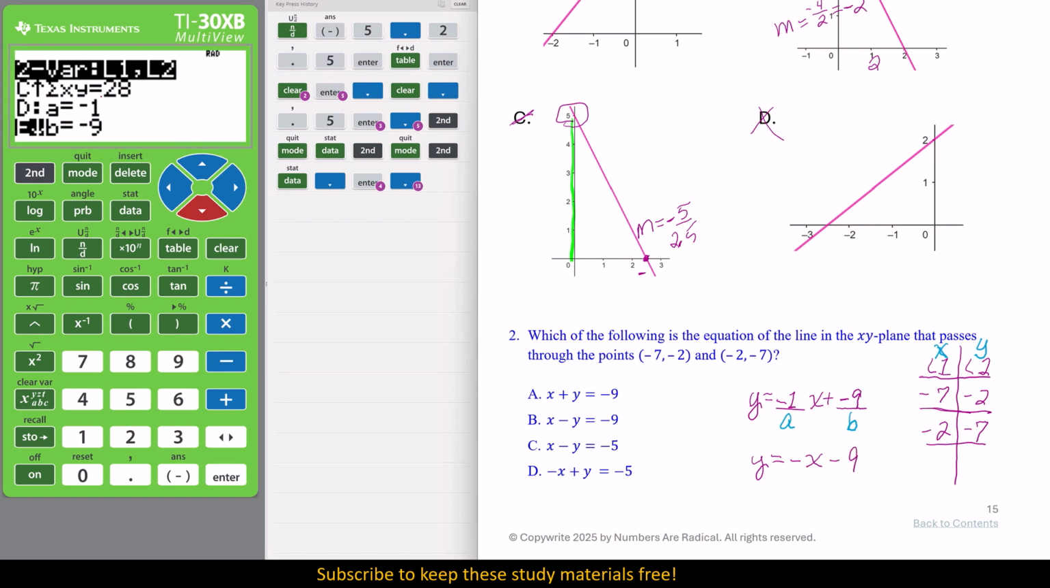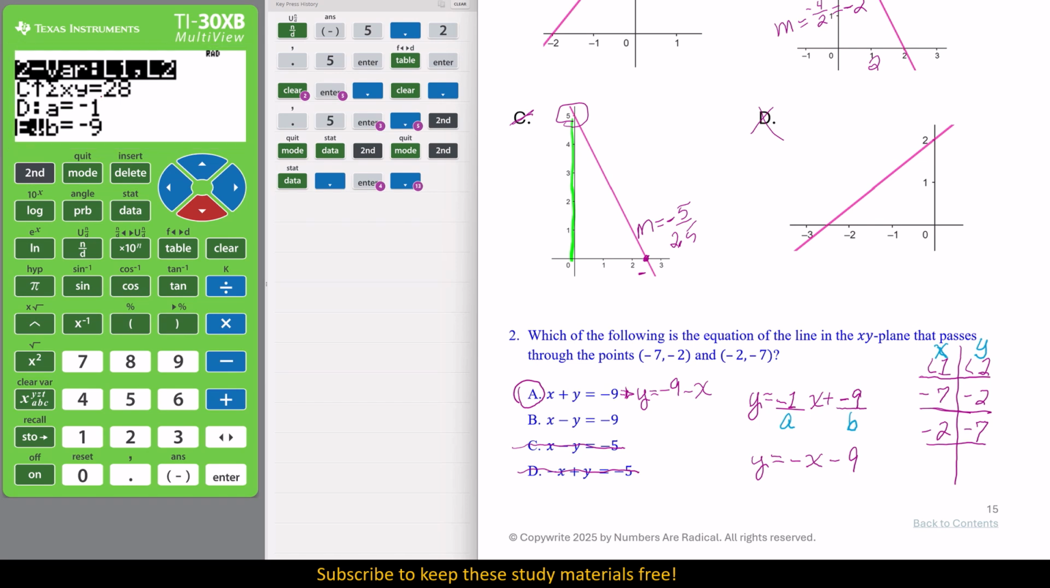Look at our options, and we can automatically get rid of C and D. We are not using -5 at all, okay? Now that we have A and B narrowed down, let's look at each of these. I'm going to look at A first, and we put it in y-intercept form, and we should see what we need, okay? So A equals, okay, y equals -9 minus x. And that is what we have. So I'm saying option A.